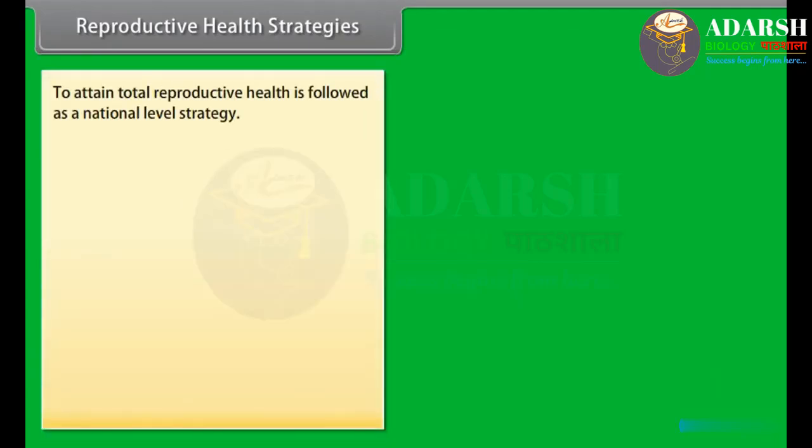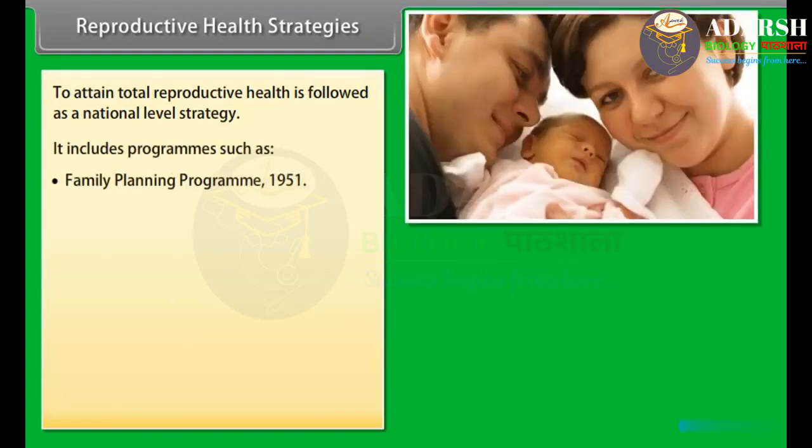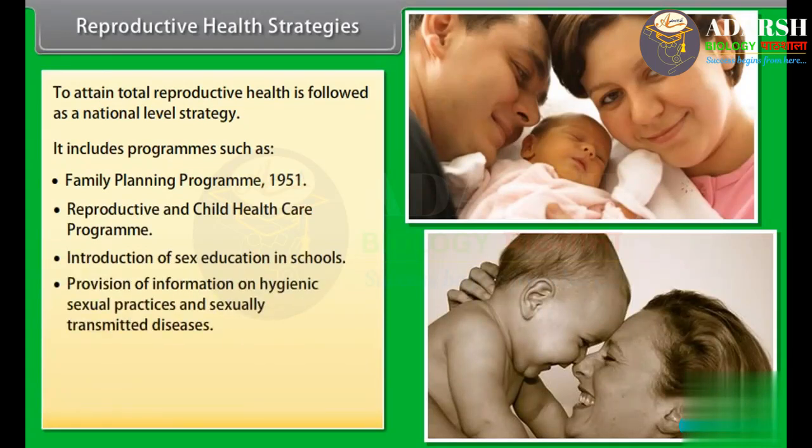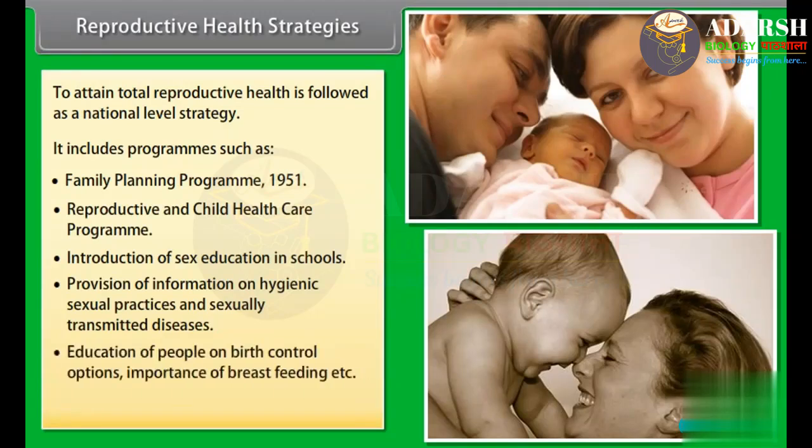Reproductive health strategies. To attain total reproductive health, the following national level strategies are followed. It includes programs such as the Family Planning Program of 1951, the Reproductive and Child Health Care Program, introduction of sex education in schools, provision of information on hygienic sexual practices and sexually transmitted diseases, education of people on birth control options, importance of breastfeeding, etc. Statutory ban on amniocentesis.